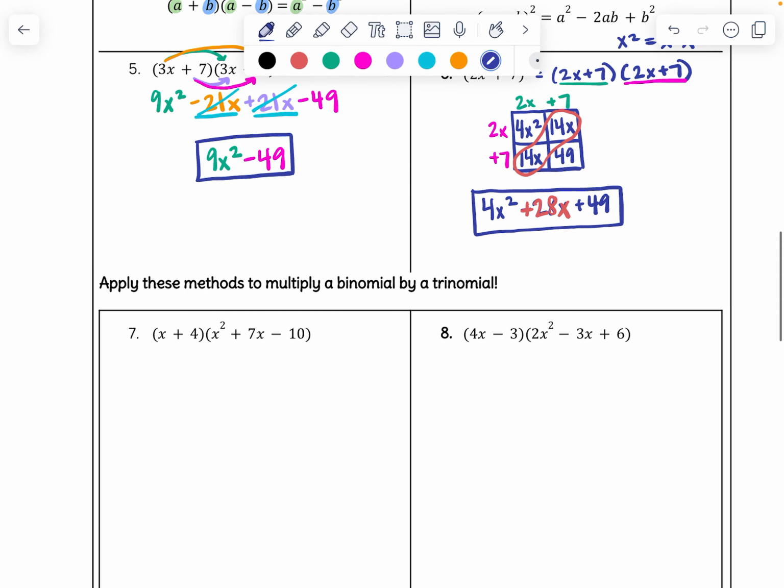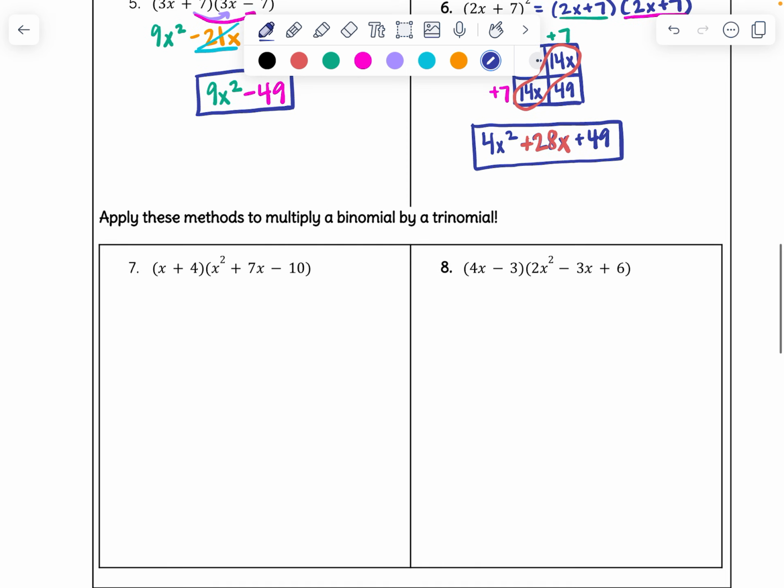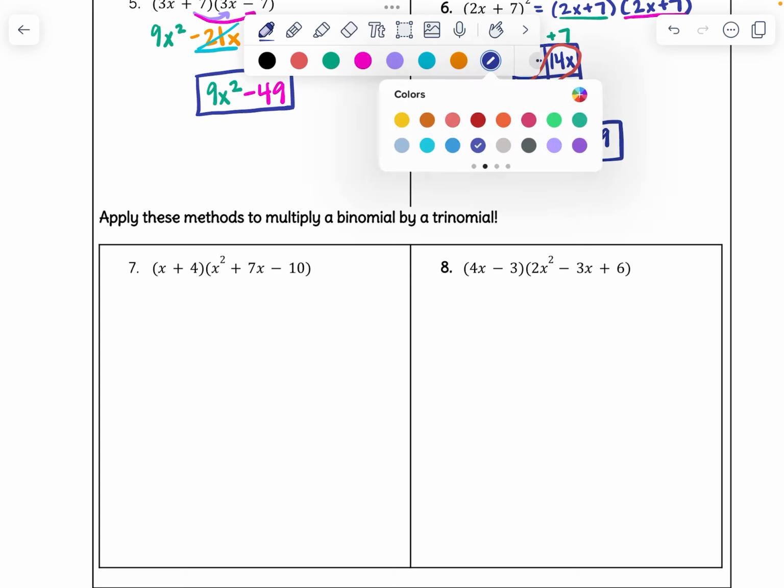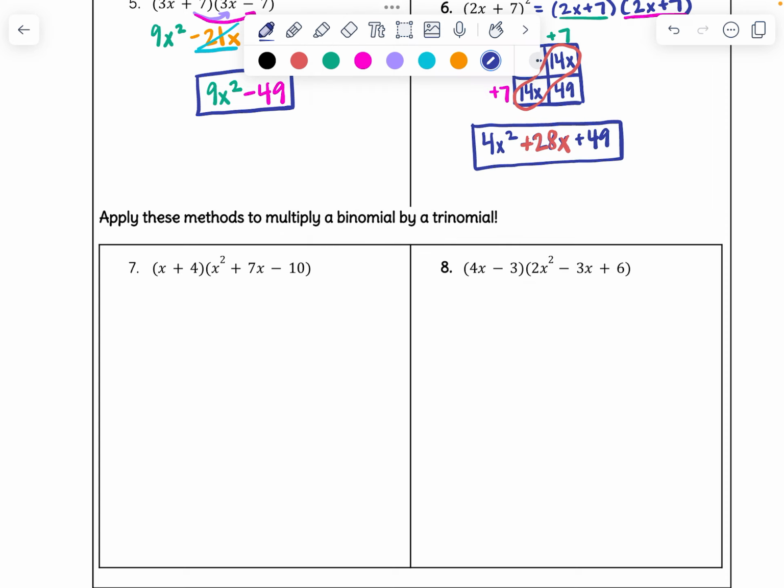Okay, now what if we want to multiply a binomial by a trinomial? You can use the same methods, but you're going to have an extra step. So let's use FOIL. FOIL doesn't work as well as an acronym when you're multiplying a binomial and a trinomial because you do have to distribute 3 times from the first term, and then you have to distribute 3 times from the second term. So let me back this up.